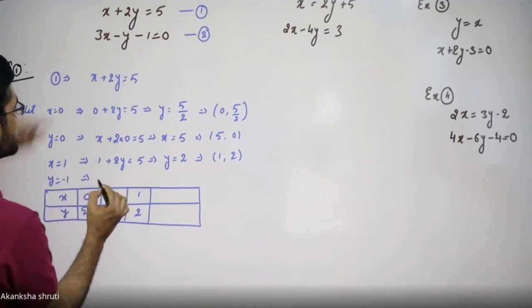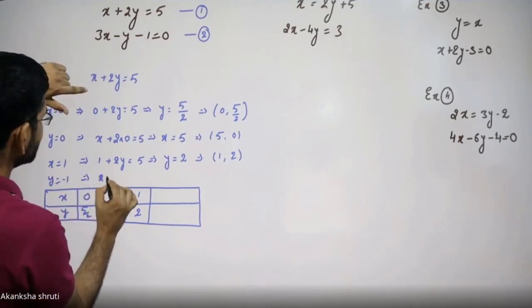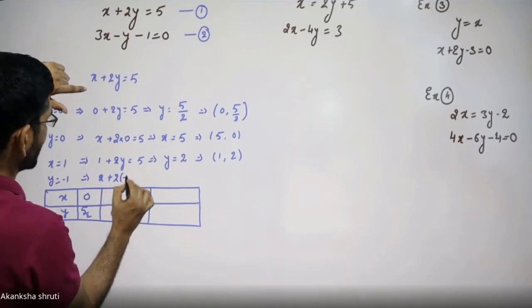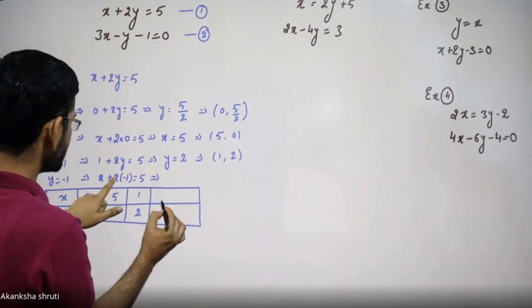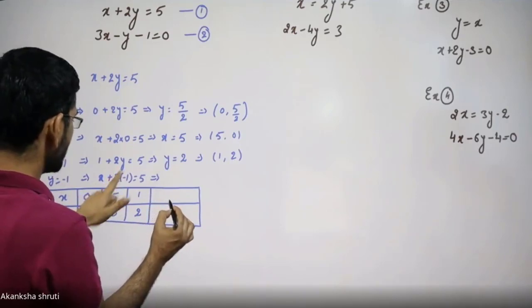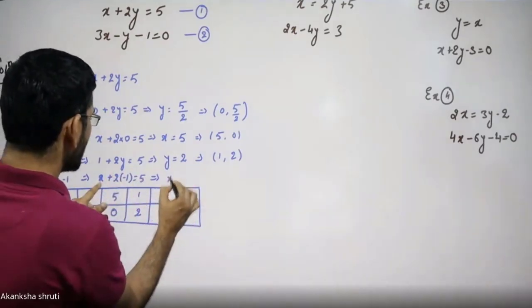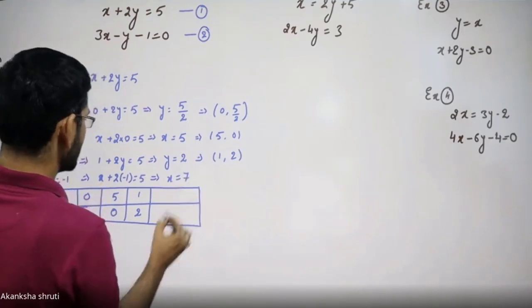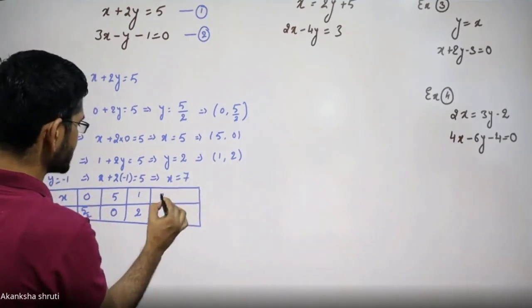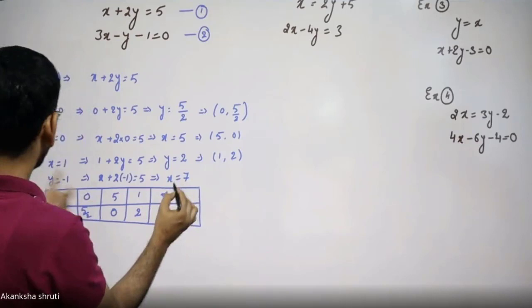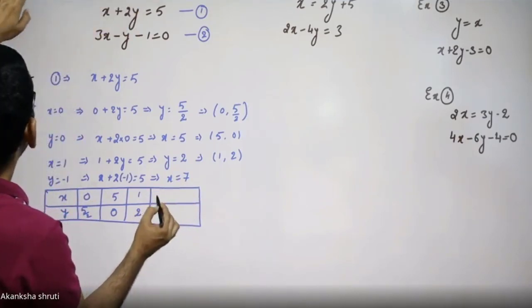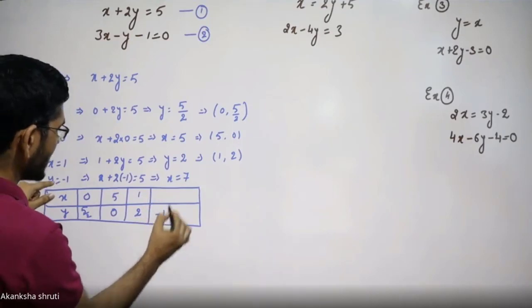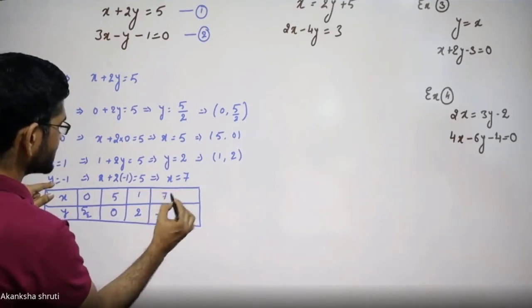This implies, substituting again here, x plus twice of minus 1 is equal to 5. This implies this minus 2 will come on the right hand side, x is equal to 7. So you can choose x is equal to 7, y is minus 1. Or you can choose y as minus 1, then you are getting x as 7.